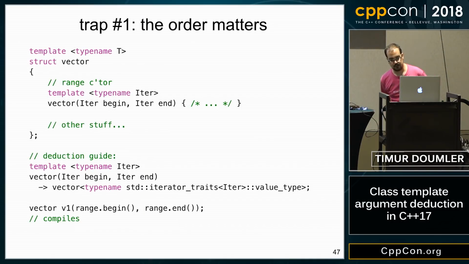Actually, this leads us to another rule. Deduction guides always have to be in the same scope of the class that they refer to, right? So if vector is in namespace std, then the deduction guide also has to be in namespace std. So you can't add additional deduction guides for vector because you can't add anything to namespace std. Well, with a few exceptions, but this is not one of them.